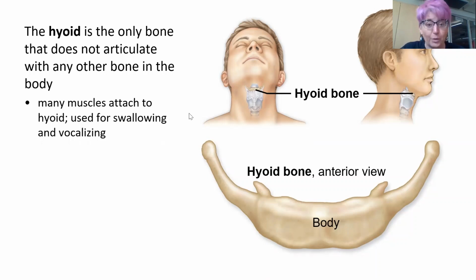Now, this is going to be a question on the test. So everybody repeat after me. The hyoid bone is the only bone that does not articulate with any other bone in the body. Thank you. Okay.